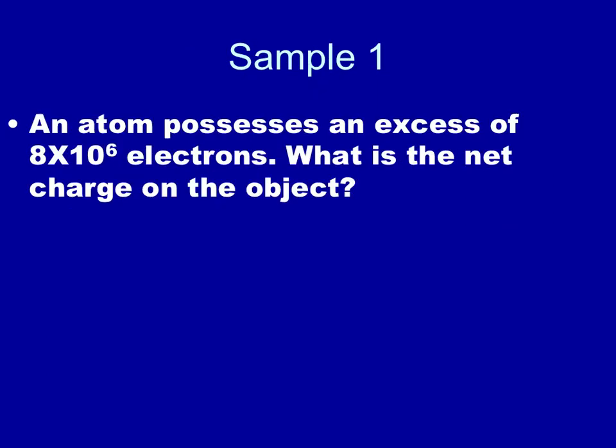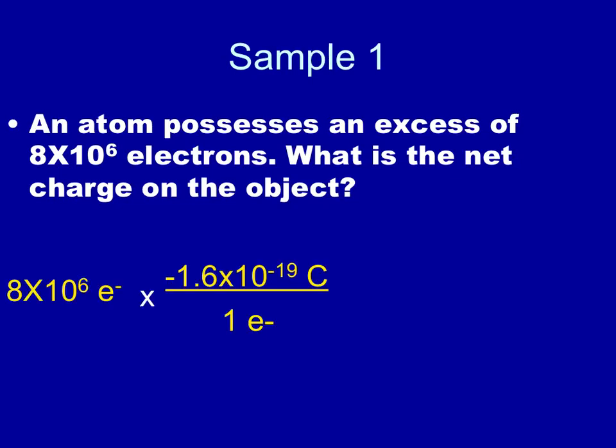An object possesses an excess of 8 times 10 to the 6th electrons. It's got 8 million extra electrons. What is the net charge on the object? Well, we know 8 times 10 to the 6th electrons, and we know a relationship between electrons and coulombs. Remember, charge is going to be in coulombs. So if we multiply those together, the electrons are going to cancel out, leaving you with just coulombs, and if units are right, we're right. So we get negative 1.28 times 10 to the negative 12th coulombs. That's not a very big charge, but 8 million electrons, really in the grand scheme of things, is not that big.